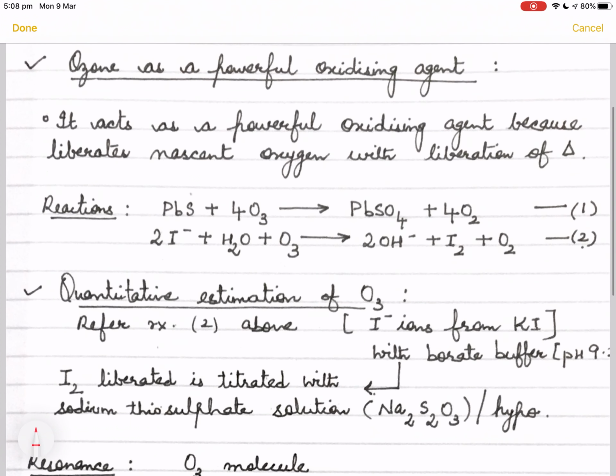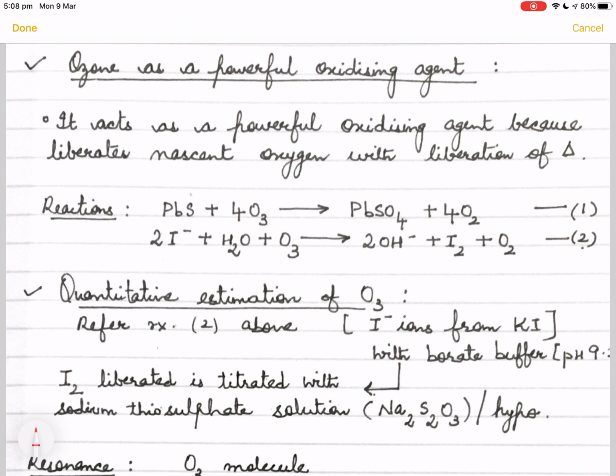Now we are going to talk about ozone. Next important thing is ozone acts as a powerful oxidizing agent. Why does it act as an oxidizing agent? Because previously we learned that it liberates nascent oxygen, and these are the two reactions which support its oxidizing nature. In this first reaction, lead sulfide, when it reacts with ozone, gives you lead sulfate. Hence lead got oxidized, and ozone decomposes, or reduces itself, to oxygen.